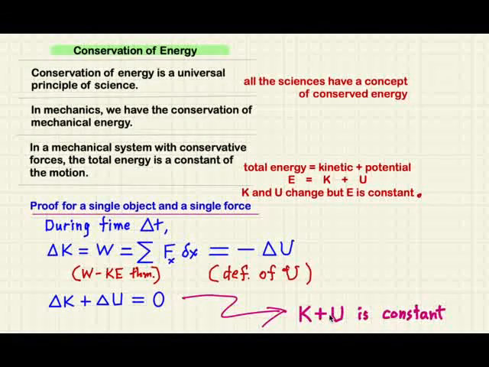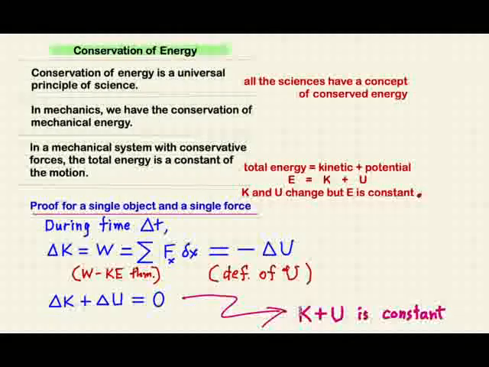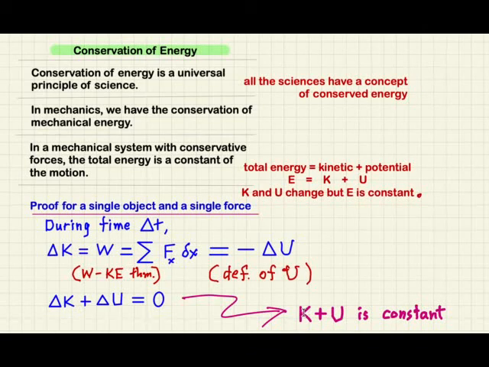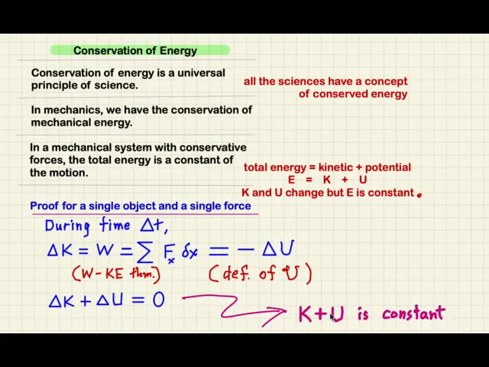So energy is never created nor destroyed. It may be converted from kinetic energy to potential energy, or in the other direction. So one of these may go down, but the other one must go up by the same amount so that the total is constant. And that's the law of conservation of energy.